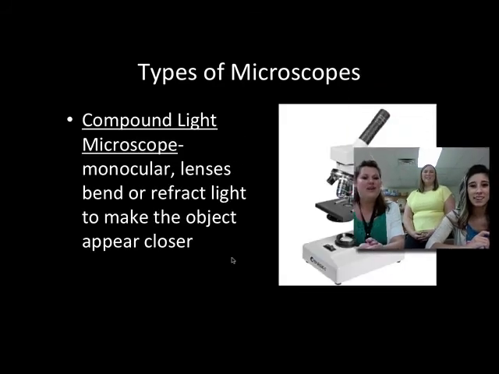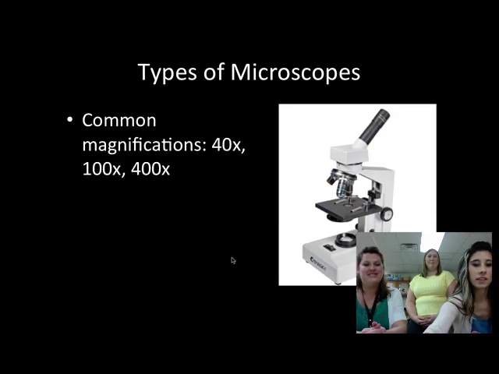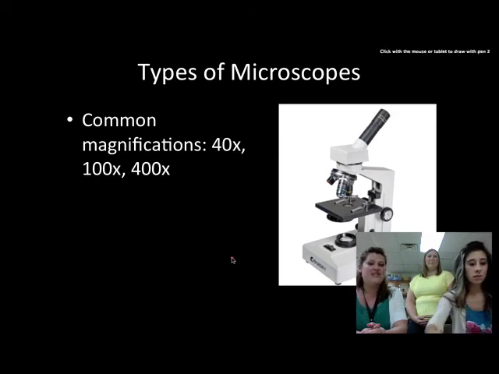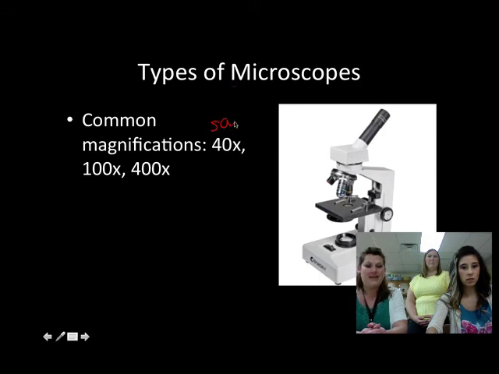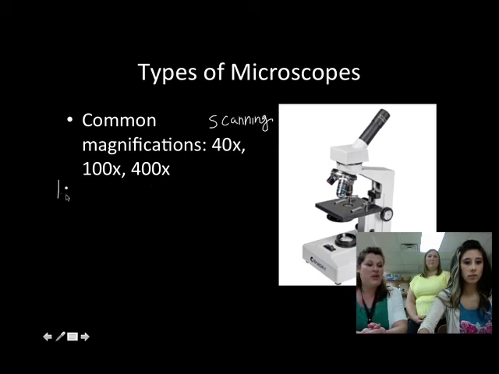And next we have a compound light microscope. This is the one we most typically use in class. It is monocular, meaning one eyepiece. Lenses bend, or refract, light to make the object appear closer. Common magnifications are 40x, which is the objective that we also call scanning. It has a 4 on it, and then you multiply that by the eyepiece, which gives us 40x magnification. Then we have low power, which is 100x magnification, and high power, which is 400x magnification.